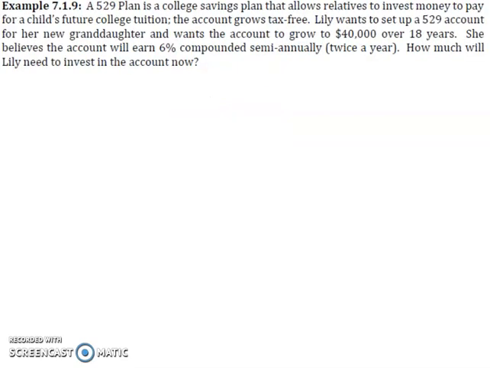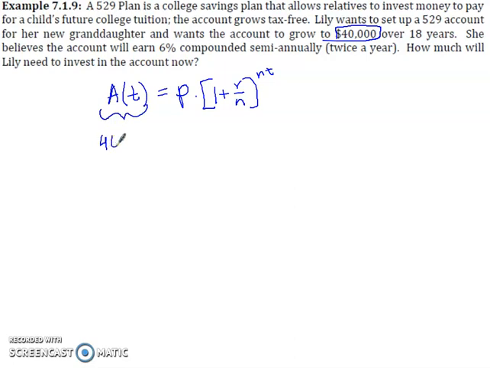All right, again, go ahead and take a moment to pause the video and try example 7.1.9 on your own. Now here they want the account to grow to a final amount of 40,000. So the amount after time t is P, the principal, multiplied by 1 plus r over n to the power of n times t. Here they want this final amount to be 40,000. And the time is going to take 18 years.